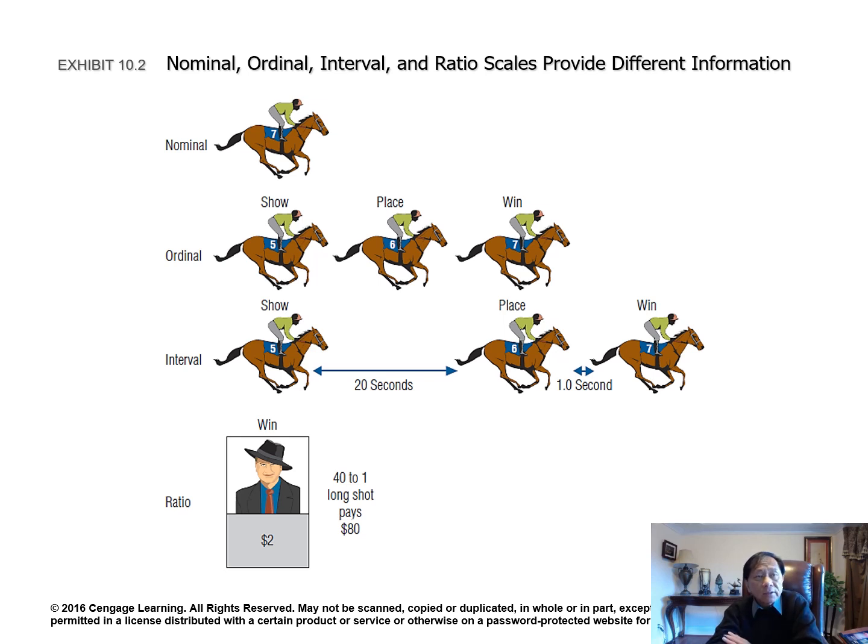The first one is nominal. The number 7 just means the number 7, the horse, or the rider. And then the 5, 6, 7, the 3 horses, shows the ordinal measurement. The win, place, show, and the interval, not only the rank order but also the distance, and then the ratio. Okay, ratio measurement.